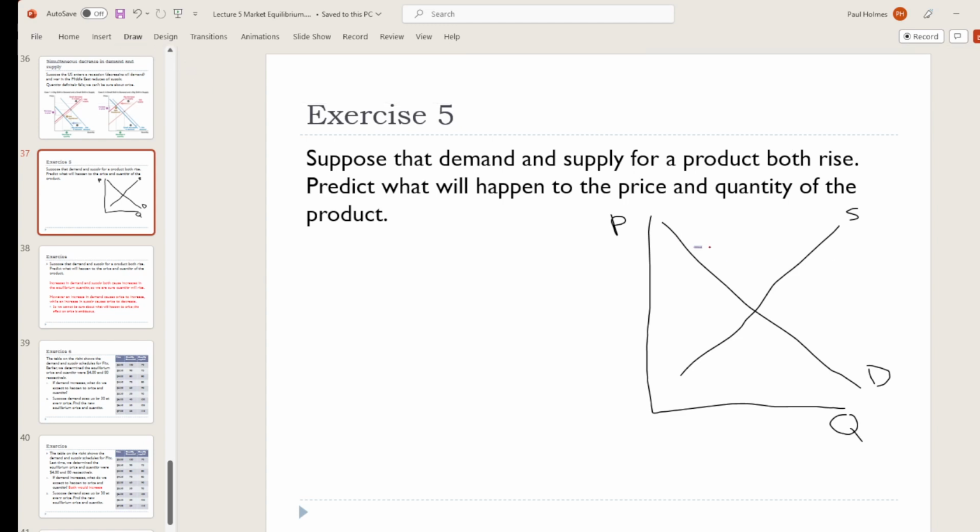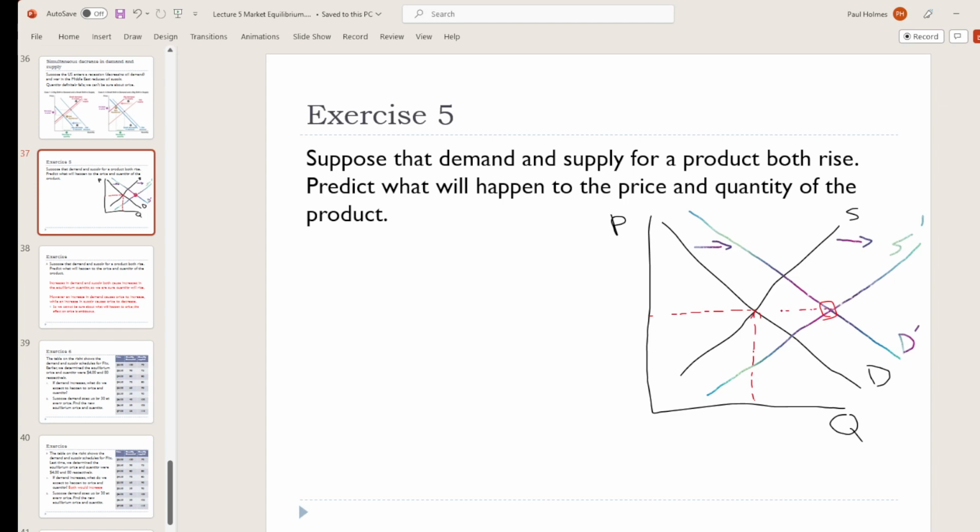Okay, so our demand shifts to the right. Okay, there's our new demand curve. Supply shifts to the right, an increase in supply. There's our new supply curve. Okay, and what has happened overall to price and quantity? So here's our old equilibrium price and quantity pair. Oops. Where's our new equilibrium? Our new equilibrium's over there.